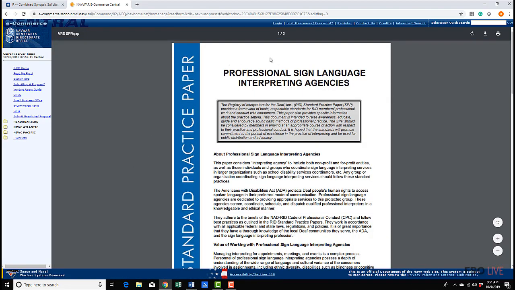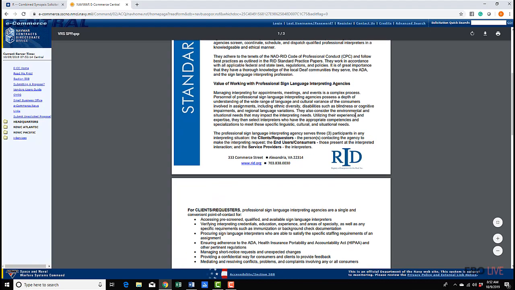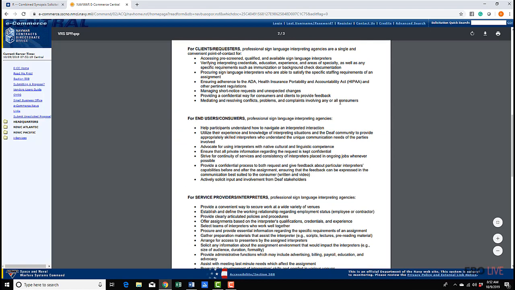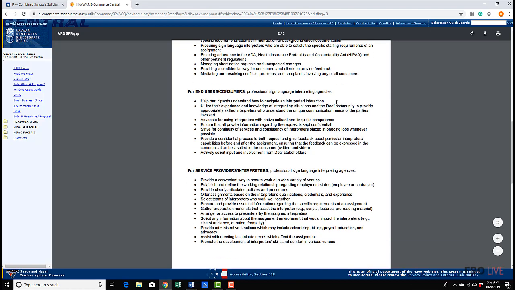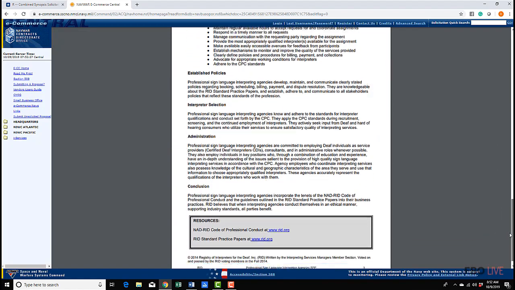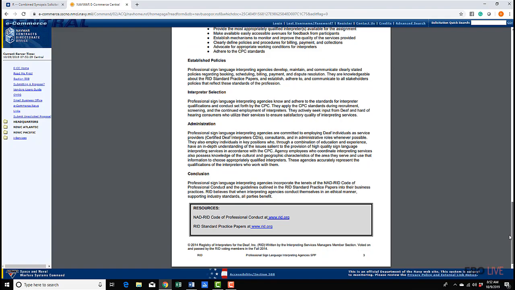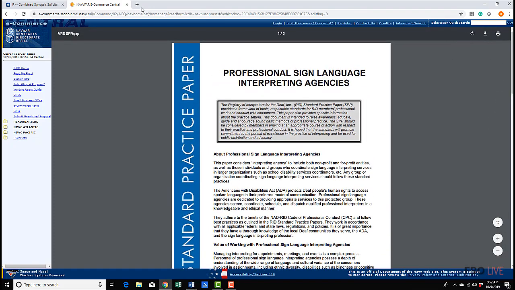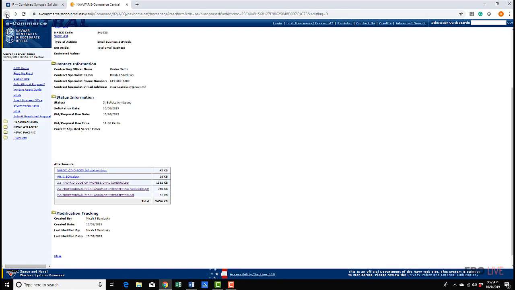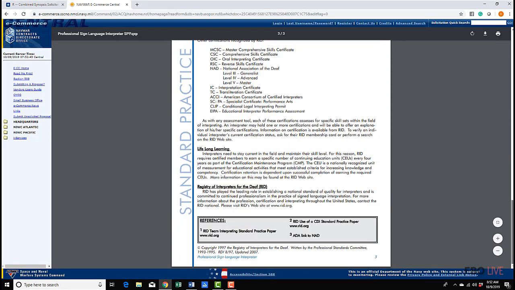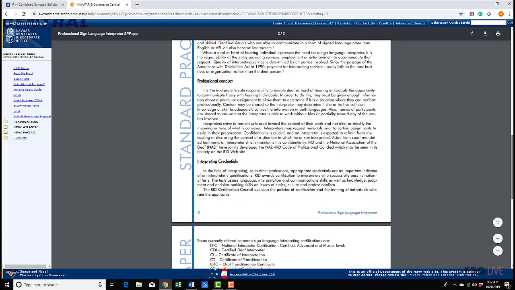The second one is this professional sign language interpreting agencies document. And they're just talking about the duties and the responsibilities governed therein. And I would definitely probably read this more carefully, or thoroughly, I should say, if I was actually bidding this. But for now, we know that this is here, and appreciate them for including that.